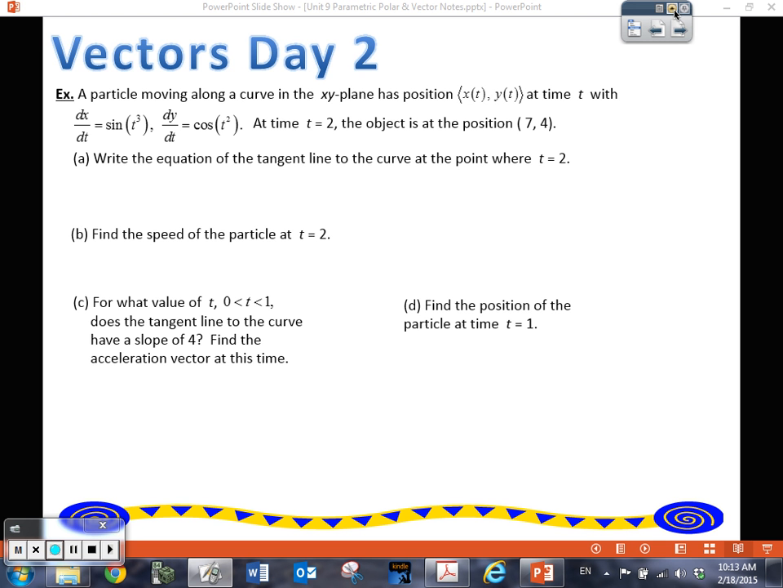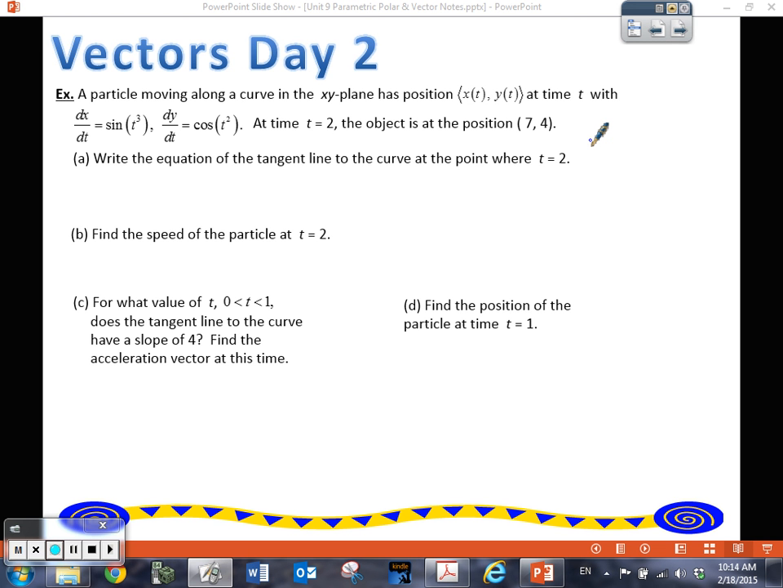So we have a particle moving along a curve in an xy plane and has this position of x of t, y of t at time t, and we're given 2 derivatives. We're told dx/dt is sine t cubed and dy/dt is cosine t squared. We're also given another piece of information. At time t equals 2, the object is at the position of (7, 4). So that's the information that we're given for this problem.